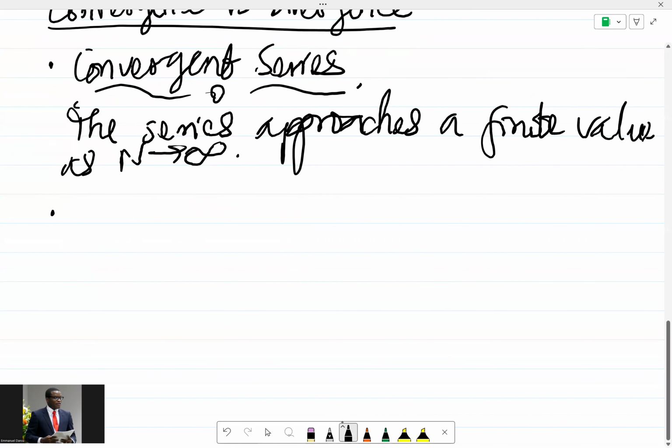We'll test for convergence using different methods. So the series approaches the finite value as n approaches infinity. That's for convergent series. What if a series diverges? What happens? So we talk about divergent series.